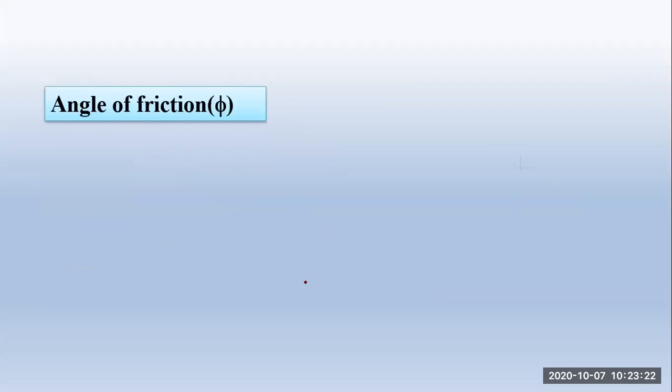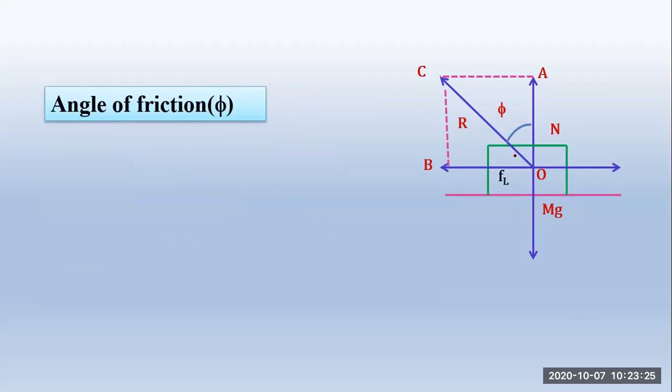Now we will see angle of friction. What is angle of friction? So in this diagram you can see, suppose we have an object kept, and if this object is pulled from one side, so apart from normal you will have a friction force also.